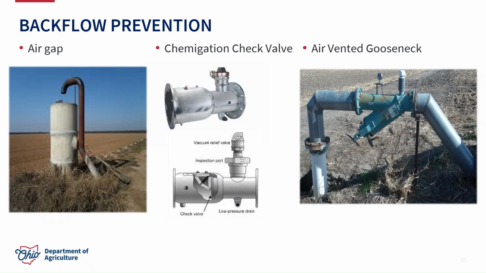Along the lines of having a chemigation system, we're going to have some sort of backflow prevention installed, right? This could be something such as an air gap shown here on the left, where water is able to gravity flow into the remainder of the distribution system, but that water is not able to flow back up into the source, preventing any contamination. Commonly, we'll see something like this, a chemigation check valve where water is able to flow in one direction, in this case from the right to left, but the check valve then prevents any backflow after that chemical has been injected into the system. Another variation of a type of check valve is an air vented gooseneck valve, shown here on the right.